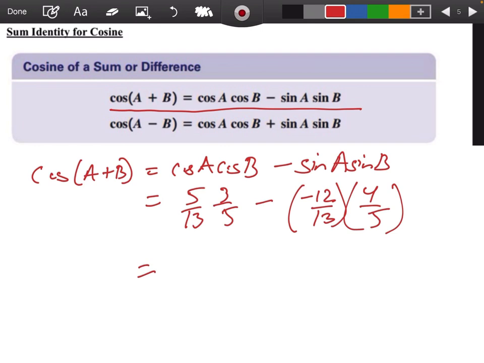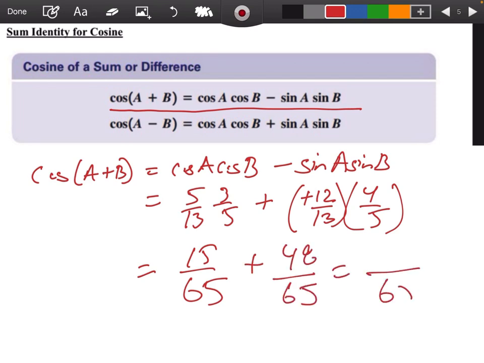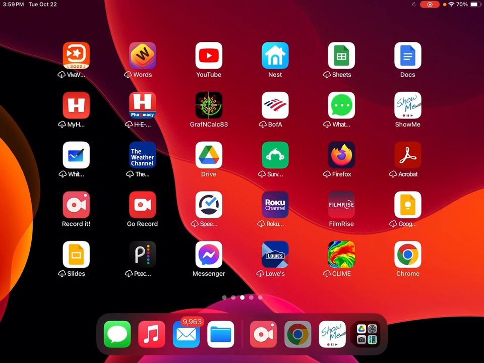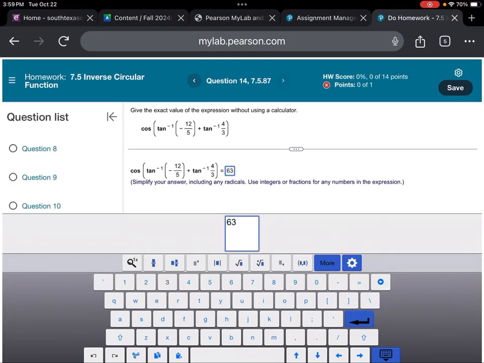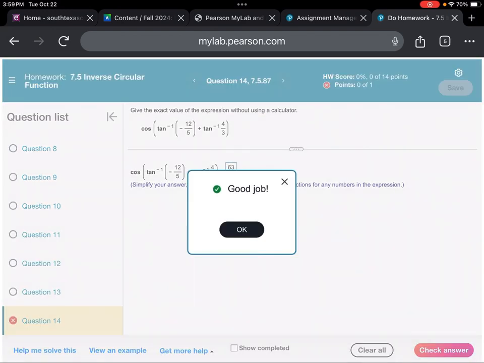All right, so right here, I'm ending up with 15 over 65. Minus and minus is going to be plus 48 over 65. So 15 and 48 should be something like 63. So I'm coming up with 63 over 65. And if I come back this way, let's type in 63 over 65, and we hit enter, and we got it. So again, that was number 14 out of 7.5.